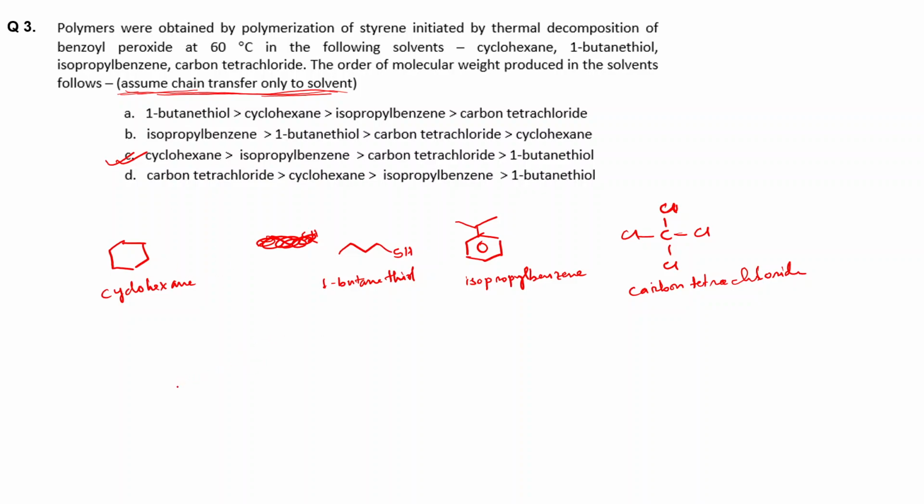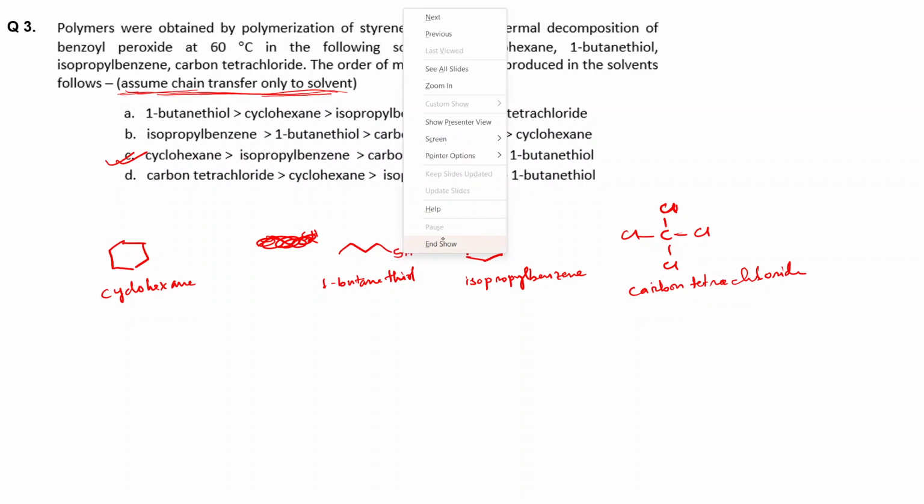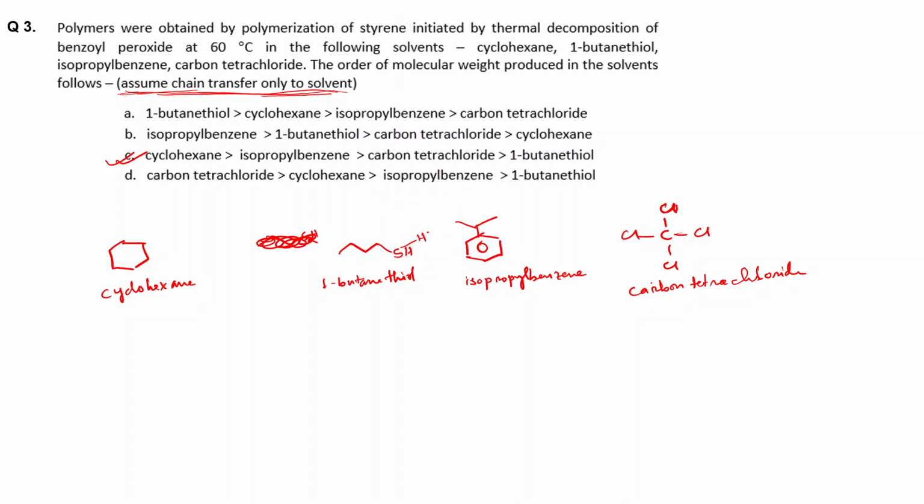So what is happening here? If you follow this, this CH bond is very weak, right? It's a very weak bond, so it can be cleaved. One polymer chain can donate its electron to this thiol, so it can be cleaved. In this way this polymer chain can be quenched. And if this polymer chain is readily quenched, then the molecular weight will be less, right?